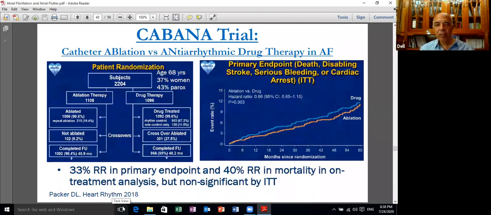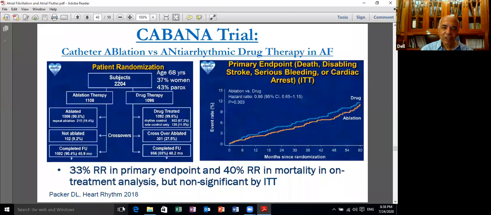And then we come to the most recent and the landmark trial that has been awaited for quite a long time, the Cabana trial by Douglas Packer of the Mayo Clinic. Now, this Cabana trial occupied the mind of people working in the field for several years, and the results, you can judge when I finish with it.